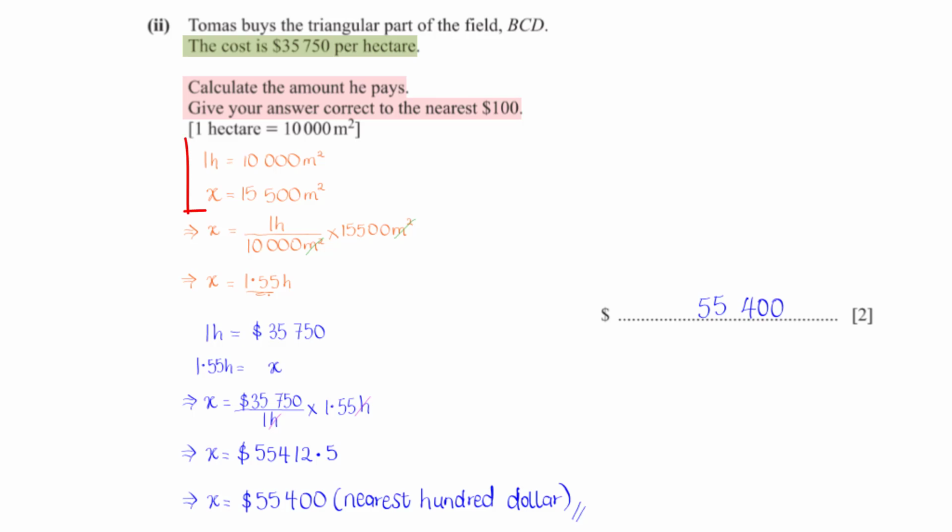So first, let's set up our ratio to convert 15,500 meters squared into hectares. When we do this, we get 1.55 hectares. So if 1 hectare is equal to $35,750, then 1.55 hectares will be at a value which we are going to represent as x. And so from our conversion ratio, we have x is equal to $35,750 divided by 1 hectare times 1.55 hectares. This gives us $55,400.